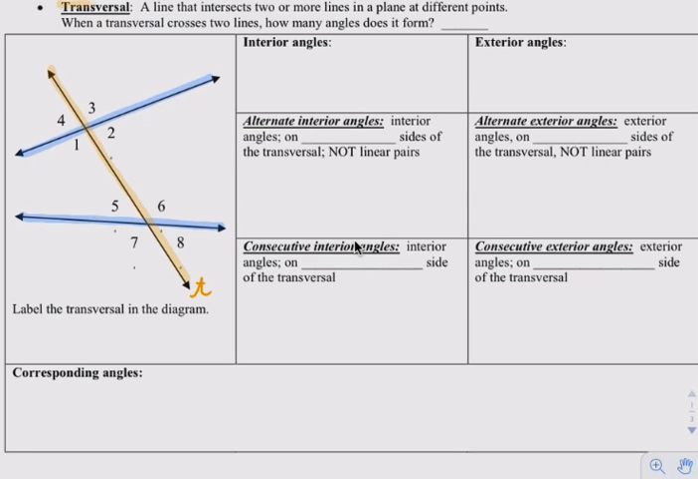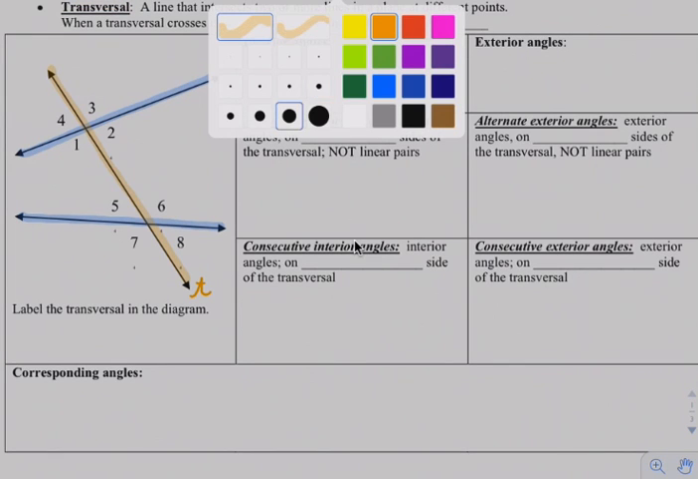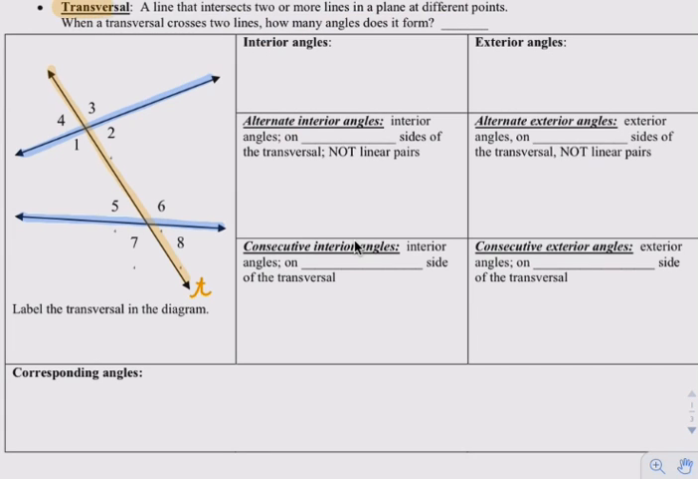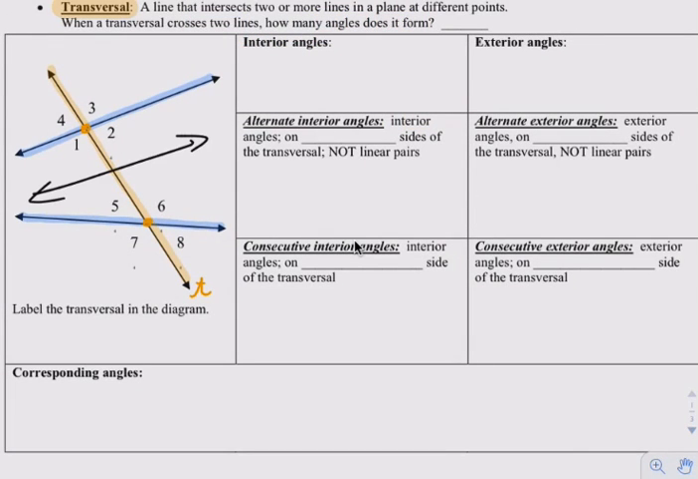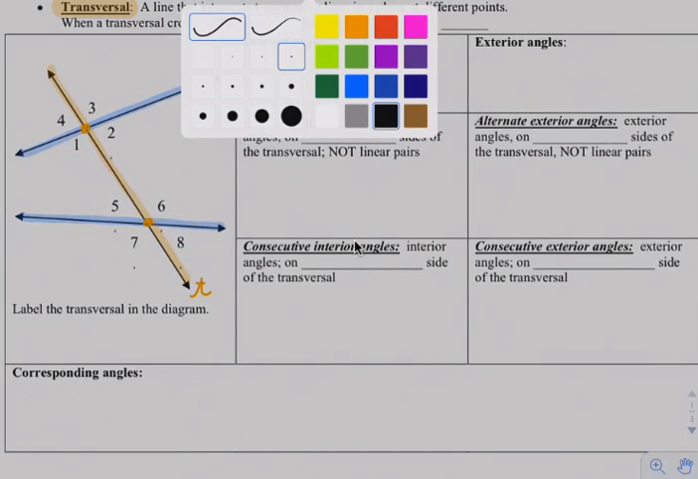A transversal is a line that intersects two or more lines in a plane at different points. Okay, so two dimensions, and there could be two lines, or three lines, or four lines, but your transversal has to cross all of them at different spots. Okay, so in this picture are two blue lines that are given lines, and the transversal is the orange line T. How many angles are formed?